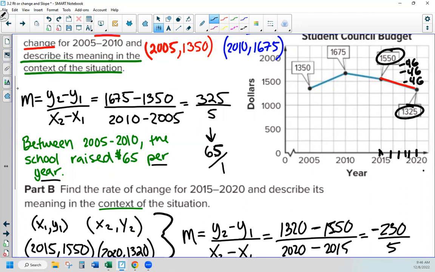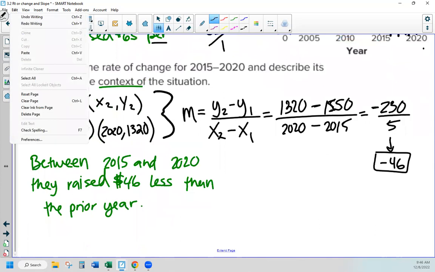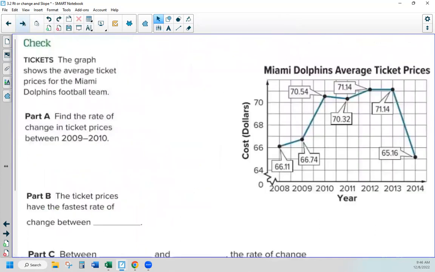So that is what's happening. We have been raising $46 less than the previous years. That's what it means to have a negative slope. And that is what slope means. Slope is your unit, okay? Your single unit of whatever it is that you're talking about. Right now, in the Miami Dolphins problem, we're talking about years.